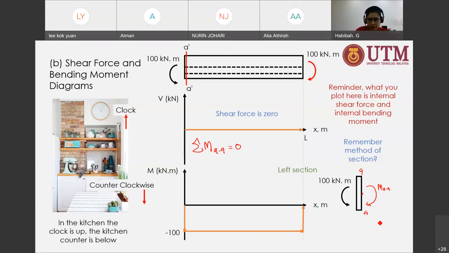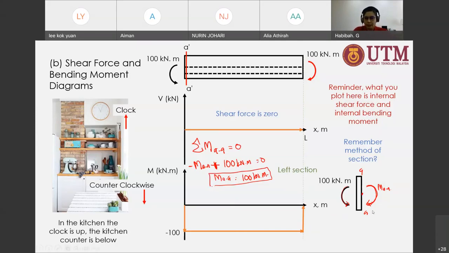Okay, so we have this. With some moment, we will find that MAA, which is negative, equals plus 100 kilonewton meter for external. This is going to be positive. This is going to be negative. Equals to 0. So our MAA equals 100 kilonewton meter. So that is what we calculate. This is our internal bending moment diagram.